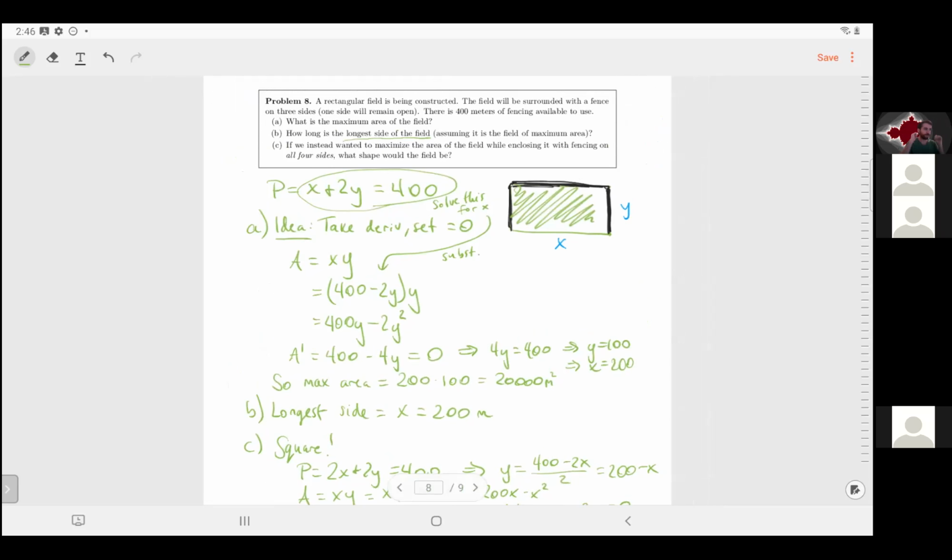All right. You guys might get a problem that has something similar to this, but maybe there's a cost involved. But don't let that scare you. The process is very much the same. Instead of doing the perimeter, you would do the cost of the fencing around the perimeter. But the math works out very similar. Any questions?